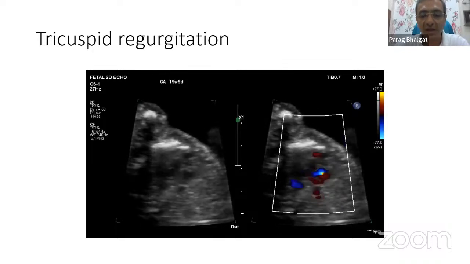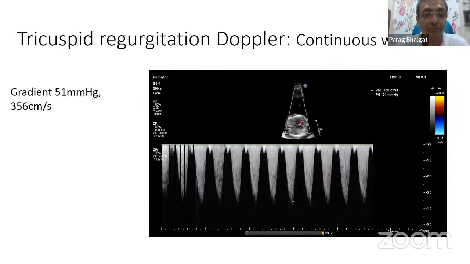These images are taken with C5 probe. Some images were taken with S5 probe. Tricuspid regurgitation, which is not seen with C5 probe, is generally better seen with S5 cardiac probe. The gradient at tricuspid valve is close to 51 mmHg, suggestive of hypertensive right ventricle.